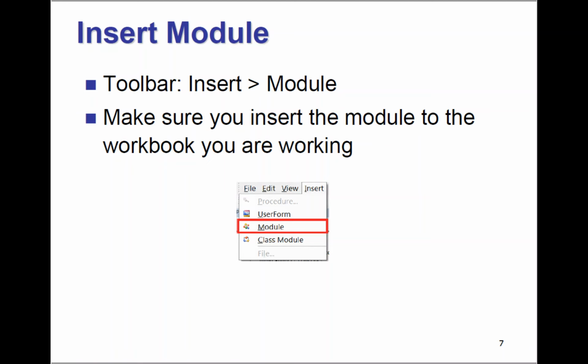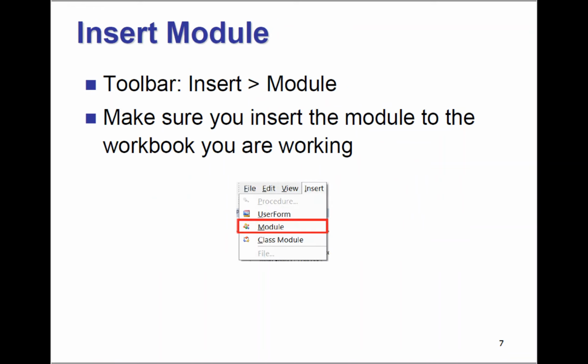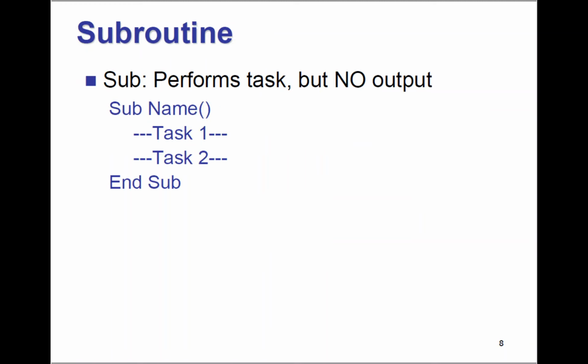Now we do the first Hello World VBA subroutine. To do so, remember we open the Visual Basic Editor: go to the Developer ribbon, click Visual Basic, and what you need to do is insert a module, and make sure that the module you insert is the one you're working on. And what's a module? A module is what contains the code.